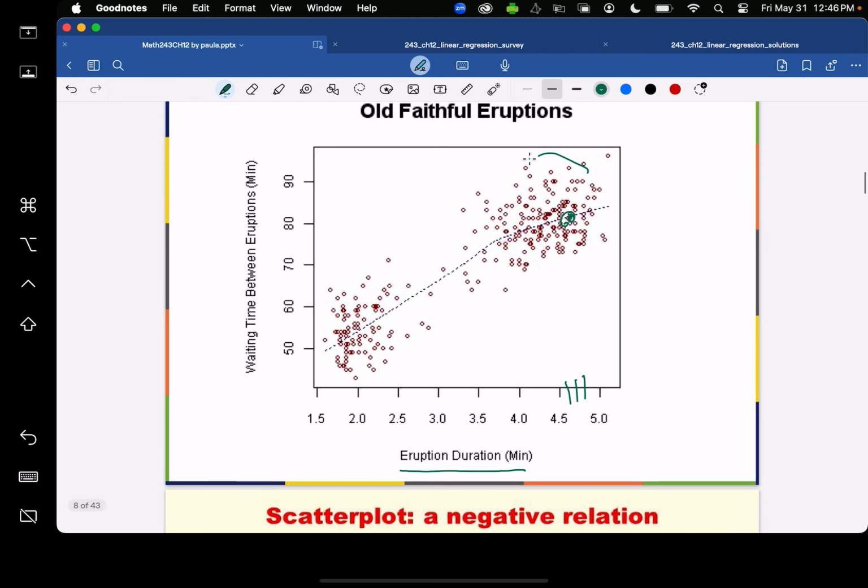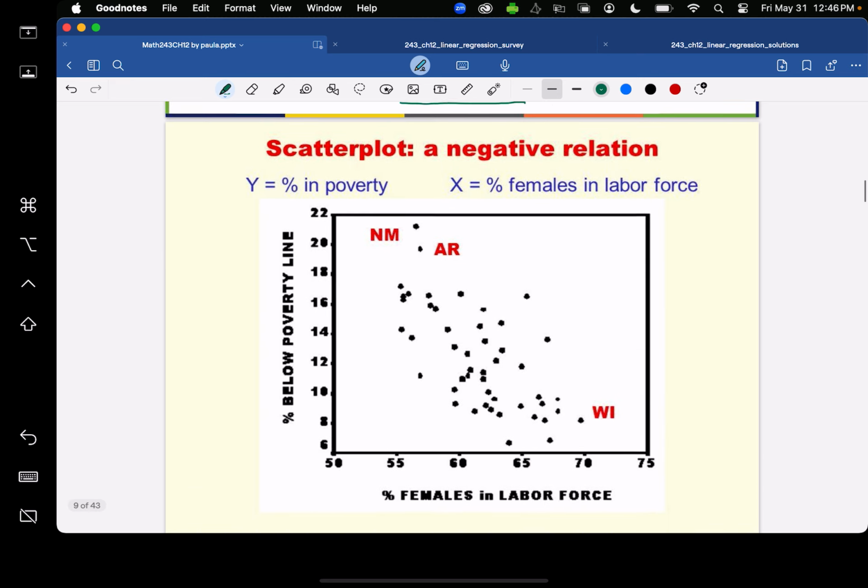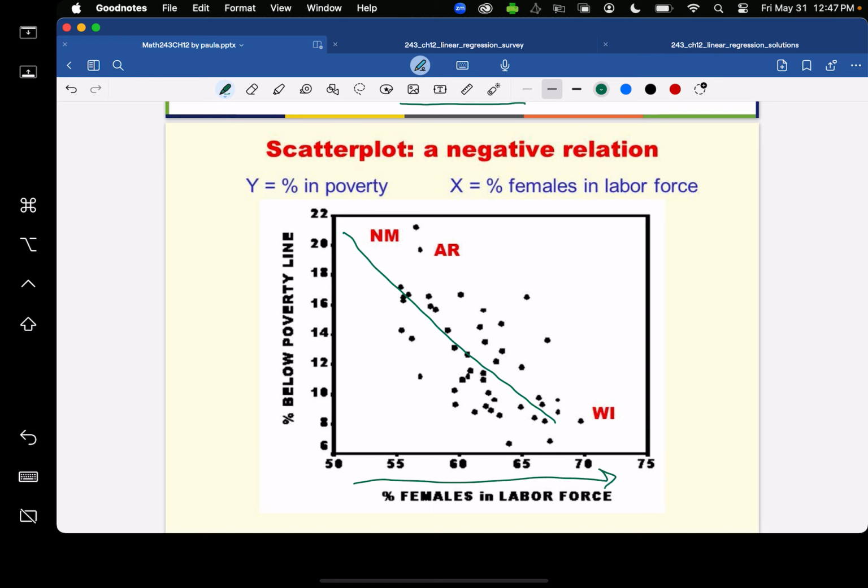And it looks like there's a cluster over here where you wait a long time, where the duration of the eruption is longer, but then you end up waiting longer between eruptions. Or if it's a shorter eruption, you don't wait as long. Scatter plot, a negative relation. Okay, so this is a situation where a thing goes down as the horizontal quantity increases, the other quantity decreases.